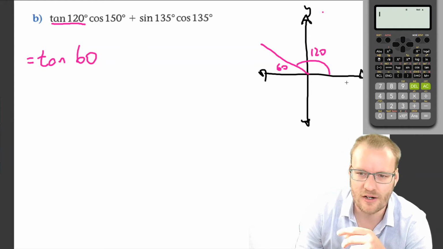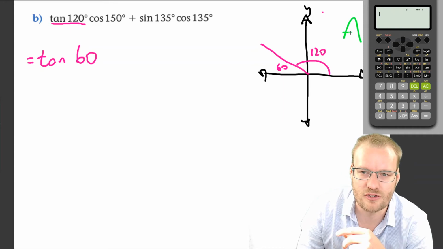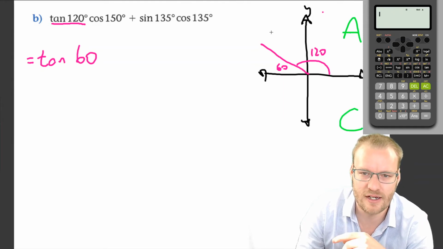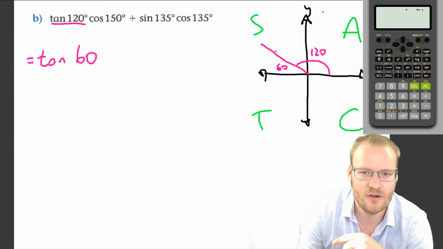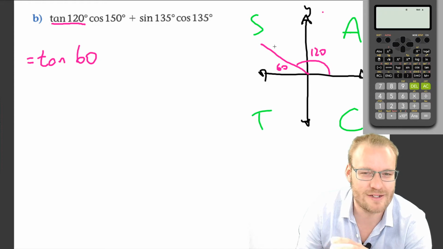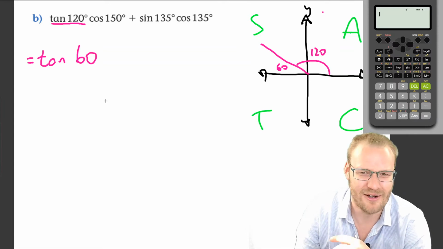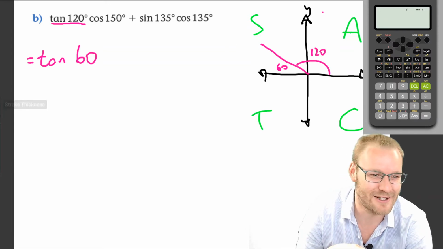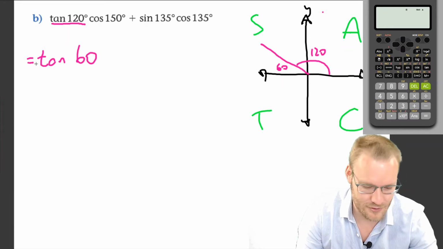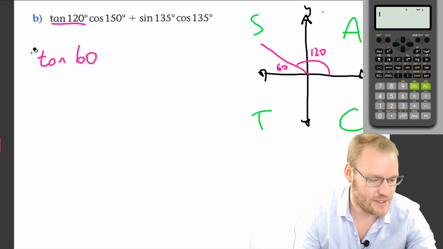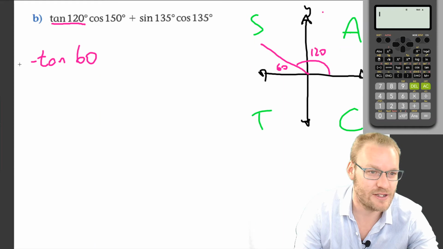Well, let's put our CAST here. All trig functions are positive in the first quadrant, sine in the second, tan in the third, cos in the fourth. Tan is negative in the second quadrant, in the sine quadrant. So therefore this should be negative. So let's put a negative there.